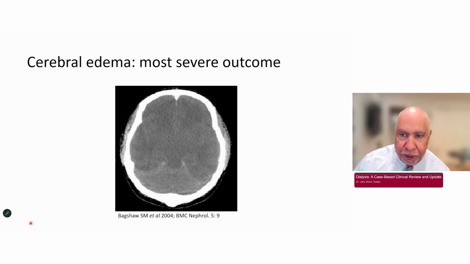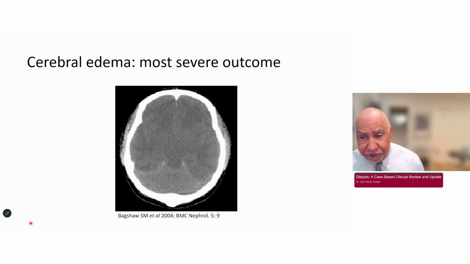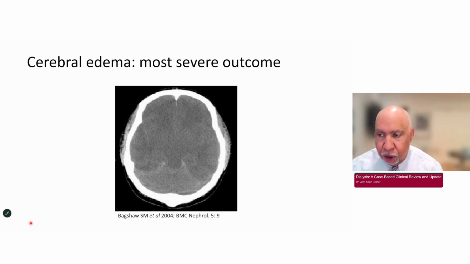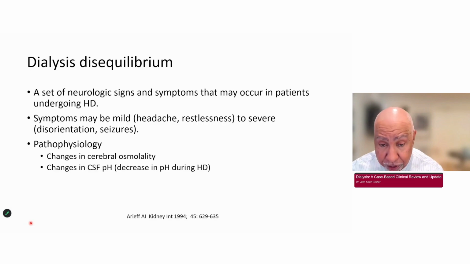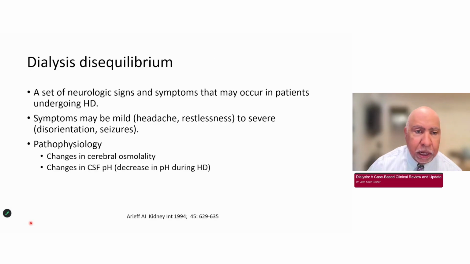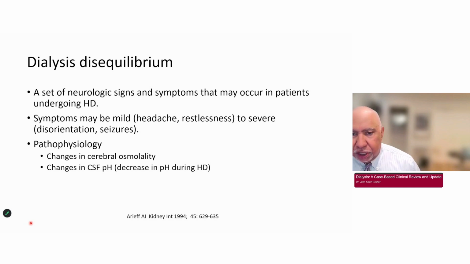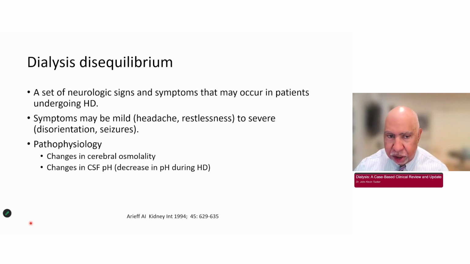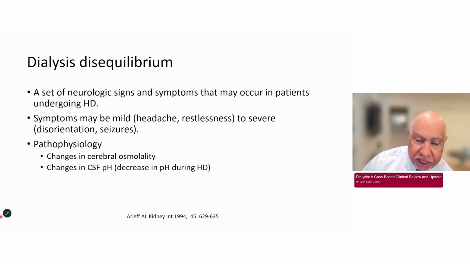Now, dialysis disequilibrium occurs rarely, and its most severe outcome would be cerebral edema. Fortunately, that is a very rare outcome. The cases that we typically see are much milder in the modern era. What is it? It's a set of neurologic signs and symptoms that may occur in patients undergoing hemodialysis. The symptoms may be mild, headache, restlessness, to more severe disorientation and seizures. The pathophysiology is thought to relate either to changes in cerebral osmolality or changes in CSF pH, a decrease in the pH during hemodialysis.